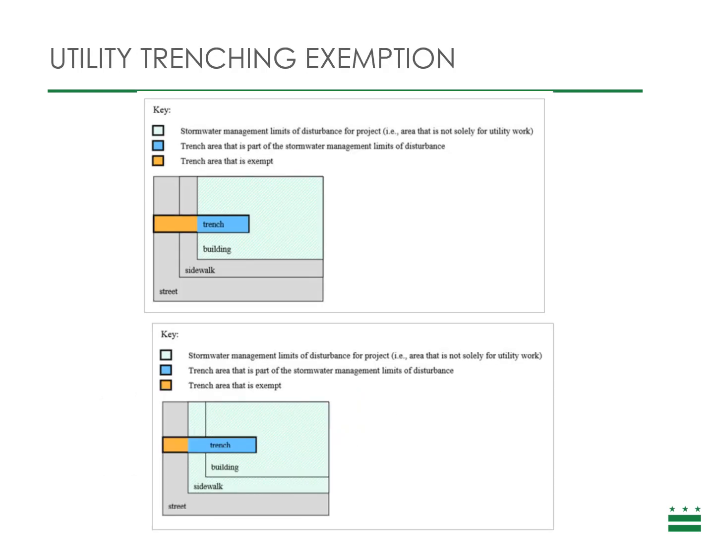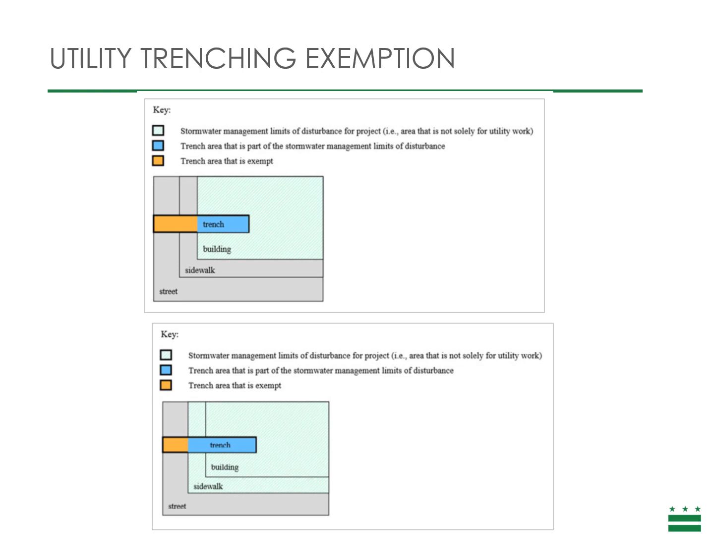A common misunderstanding is when utility trenches are exempt from stormwater management. This slide shows images from the Stormwater Guidebook about utility exemptions. For the one on the top, the building in green and the entire trench are included in the LOD. This trench is only necessary for utility connections. The remainder of the right-of-way is not included in the LOD. Because the right-of-way is only disturbed for the utility, it can be exempt from stormwater management.